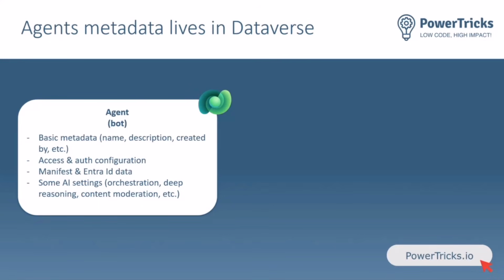This will store the basic metadata of your agent: name, description, who created it, what's the authentication method used for the agent, and some other AI settings such as the orchestration, if it's using deep reasoning, or the level of moderation that has been configured, and a bunch of other things as well.